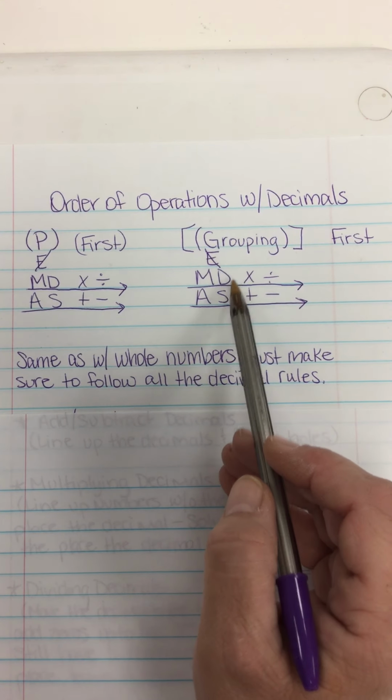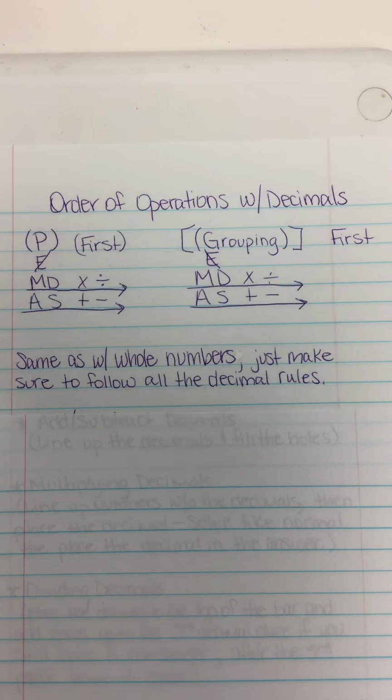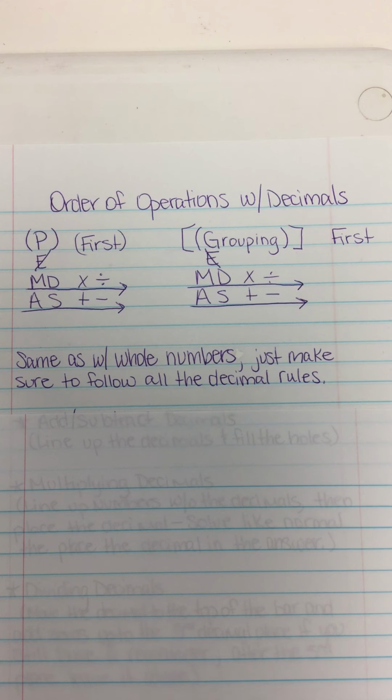Next is GEMDAS, grouping, which is parentheses and brackets. We still do those first. Exponents we still don't do. And then multiplication and division, addition and subtraction are done in order from left to right.